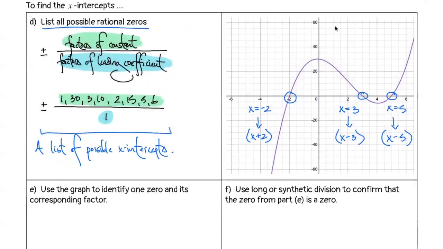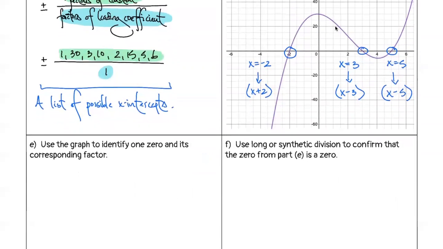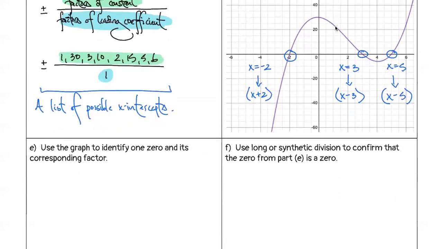All right, so we've got a guess about what it should be, but let's think about this as a process, because sometimes these numbers aren't going to be nice numbers and it might be a little harder to guess. Sometimes we might not have a graph, right? And so we want to think about how we can make sure that this is a good guess. So let's take a look at part E. Part E says use the graph to identify 1 zero and its corresponding factor, all right?